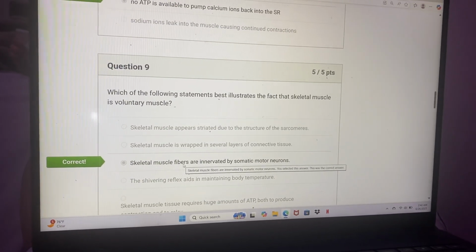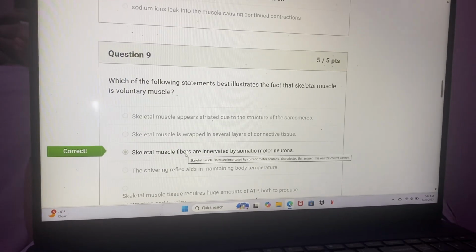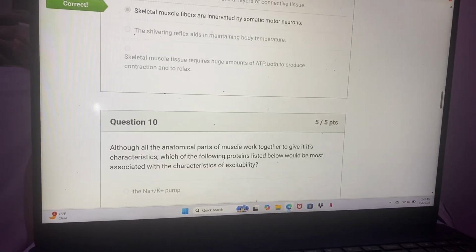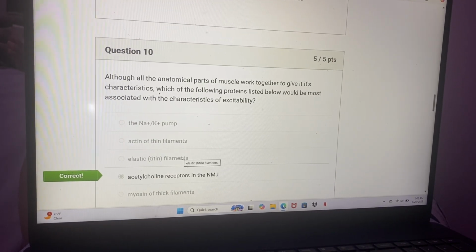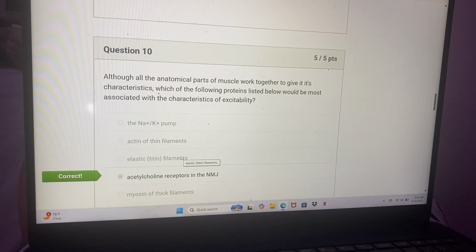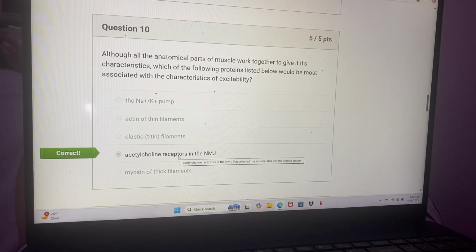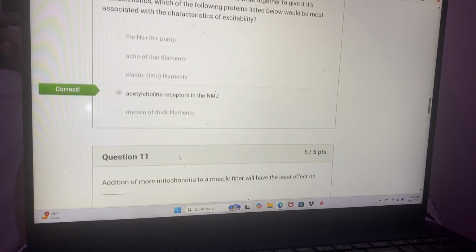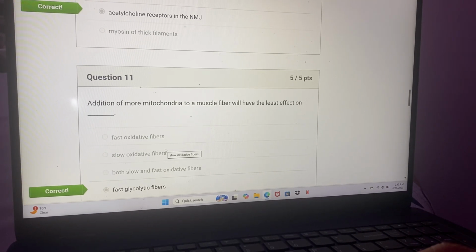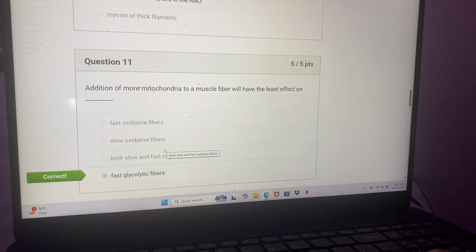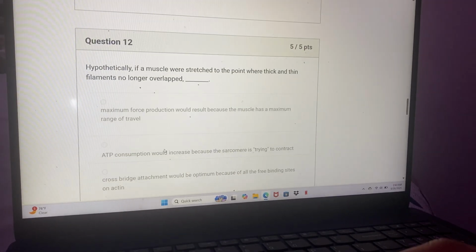Which of the following best illustrates the fact that skeletal muscle is a voluntary muscle? Skeletal muscle fibers are innervated by somatic motor neurons. Although all anatomical parts of the muscle work together to give its characteristics, which of the following proteins listed below will be most associated with the characteristics of excitability? Acetylcholine receptors in the neuromuscular junction, NMJ. Addition of more mitochondria to a muscle fiber will have the least effect on fast glycolytic fibers.